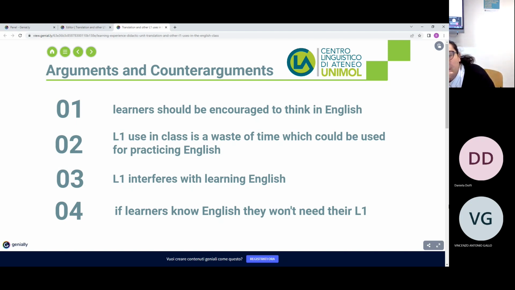Number 2, L1 use in class is a waste of time, which could be used for practicing English. Se usiamo la L1 in classe, sprechiamo tempo prezioso da dedicare a fare pratica di inglese.